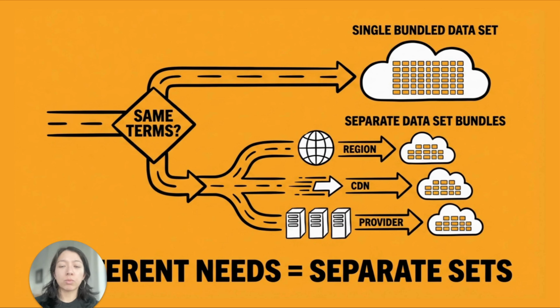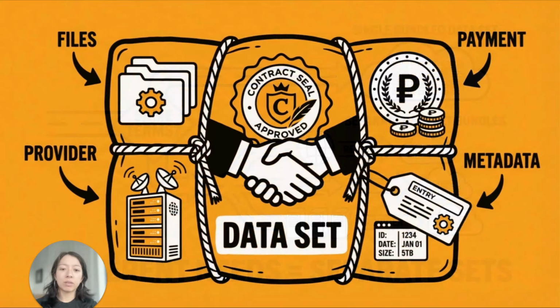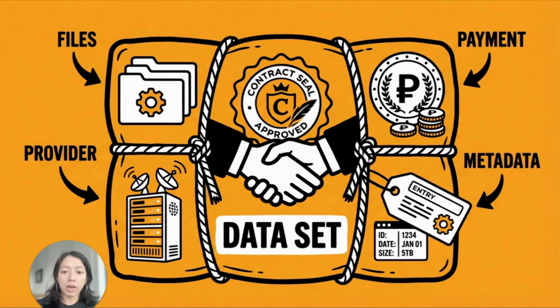This becomes especially important when storage requirements diverge. If different files need different providers, different performance layers, like CDN delivery or regular delivery, or different compliance constraints, they belong in different datasets. The right mental model is to think of datasets as storage agreements, not directories. Group files that share the same provider, payment terms, and proof obligations, and separate files that need different terms. Taken together, this is what makes verification practical at scale.